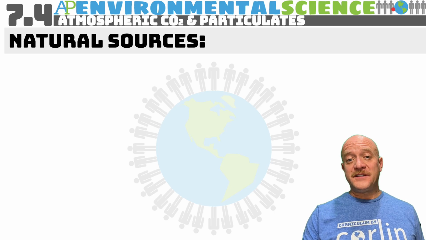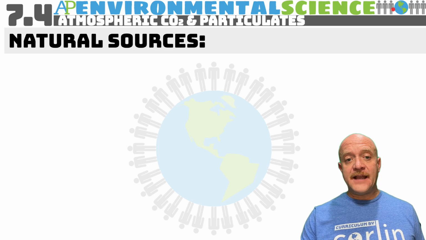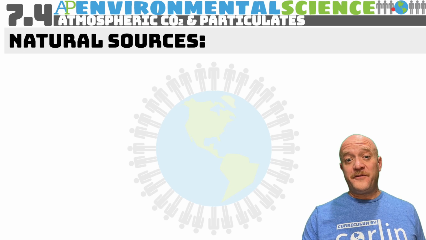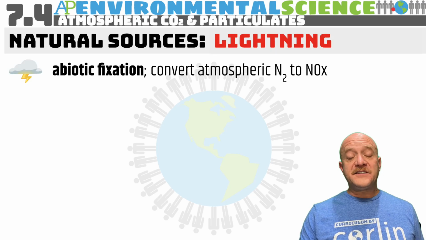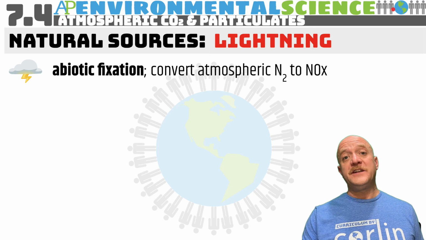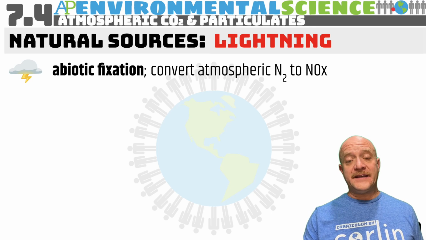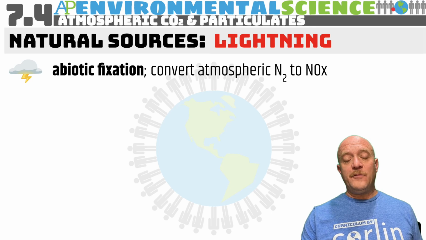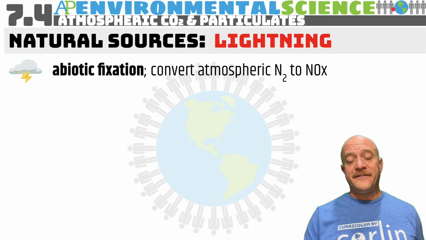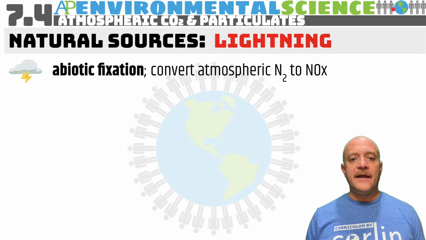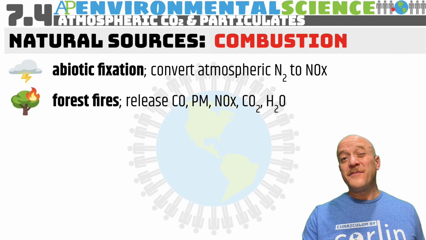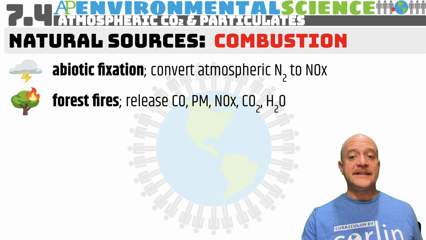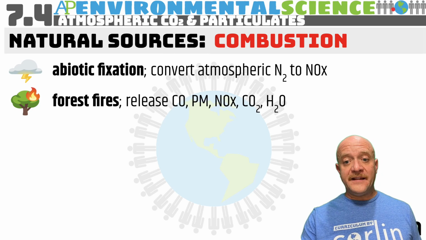Now, we have natural sources of carbon dioxide and other particulates, and a lot of these are review from previous lessons, especially biogeochemical cycles. But here's an overview. Lightning can provide abiotic fixation, in which we convert atmospheric nitrogen into NOx. It will go into different forms of NOx, eventually resulting in nitrates, but the overall chemistry is N2 to NOx. Forest fires through combustion can release not just carbon dioxide, but also carbon monoxide, particulate matter, NOx, and also water.